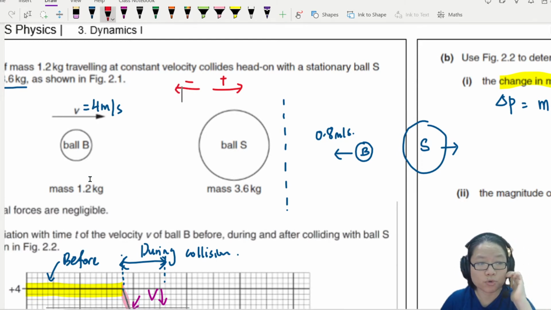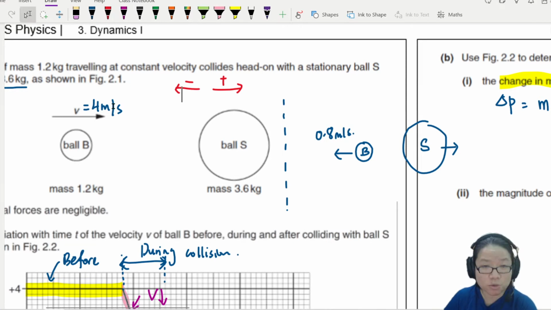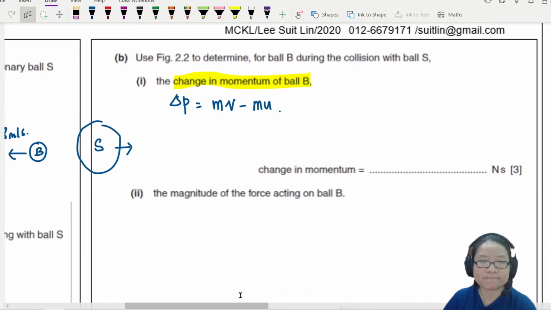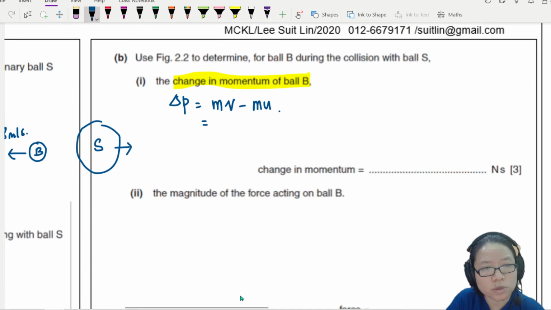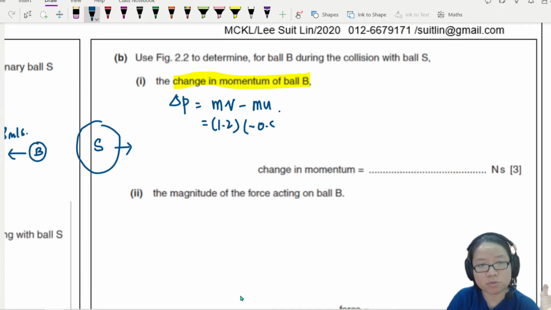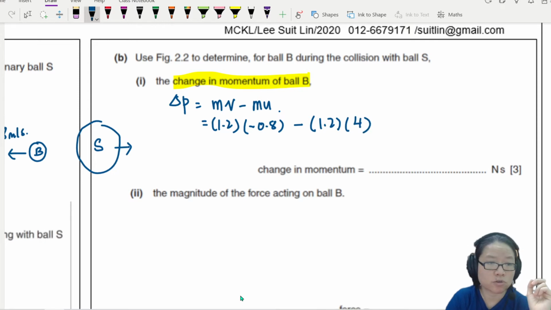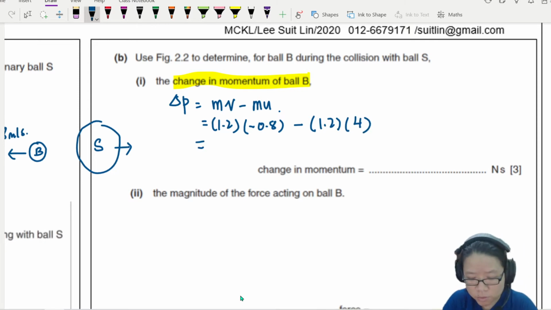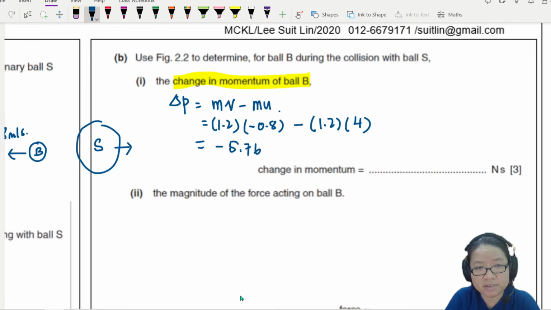So I will take 1.2 times 4, which is the initial momentum, and 1.2 times negative 0.8, which is the final momentum. Let's put that inside here. Okay, so this will be 1.2 bracket. Final momentum is negative 0.8 because it's in the opposite direction, minus 1.2 times 4. So if I press my calculator, it's 1.2 times 4.8. This will give me negative 5.76.